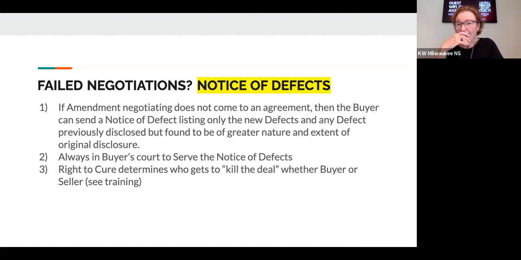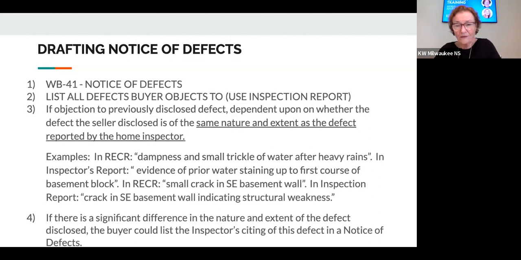So in writing this notice of defect, I'm a stickler for writing the notice of defects on a notice to the offer to purchase, our form WB 41. It's not called the notice of defect. It's called the notice of offer to purchase. On the first line in the notice, this is where you state: this is a notice of defect. You alert, alert, alert. This is a notice of defect.